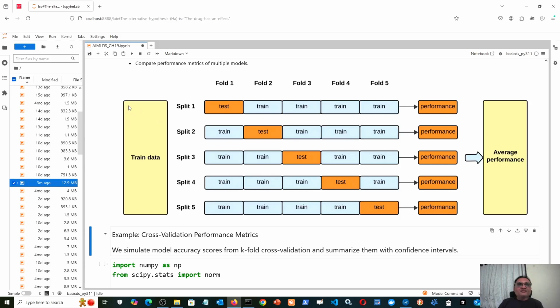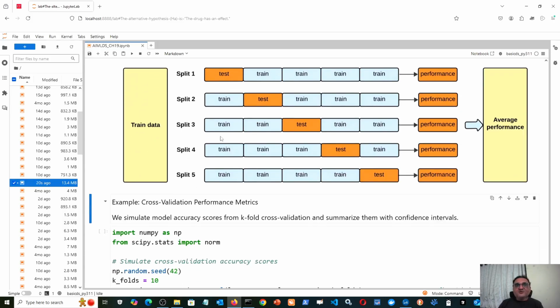So say the train data set is divided into 5 parts. Among them, one part is used as test. Say the very top part is orange, then that is used as test, and the remaining 4, which are blue, are used as train. Then in the next iteration, the second part is used as test, and the remaining 4, that is 1 above and 3 below, are used as train, and so on.